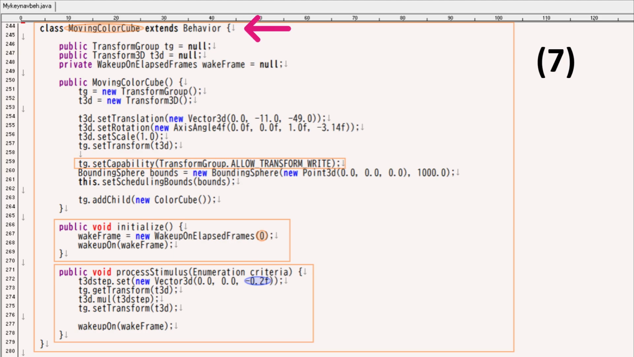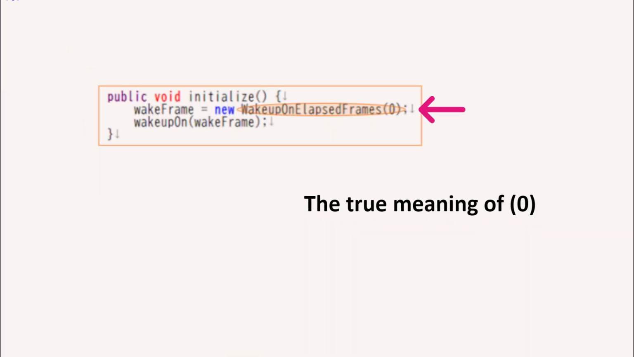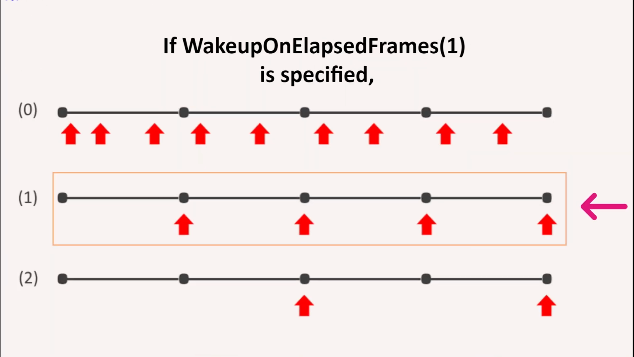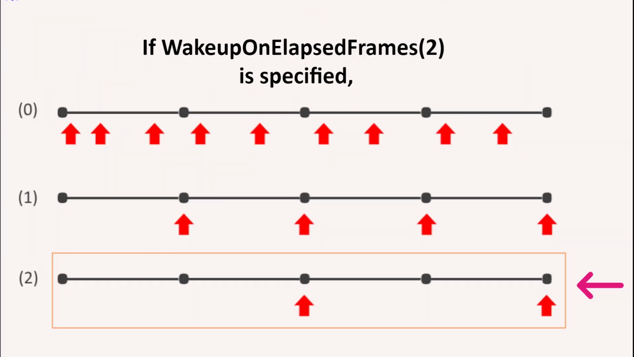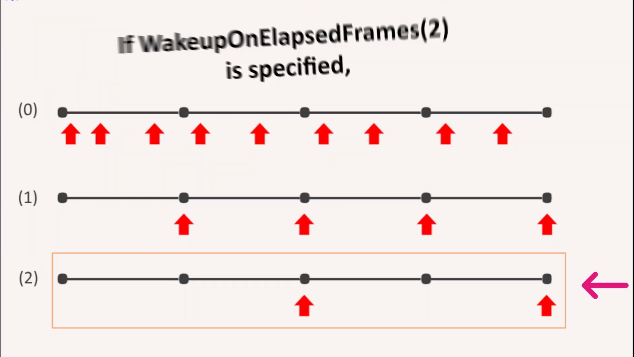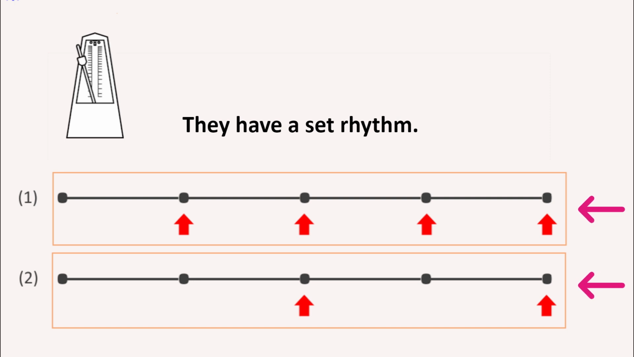7. Tell Java 3D you are going to move TG at runtime. The true meaning of 0. If wake up on elapsed frames, 1, is specified, the process stimulus method is called every frame. If wake up on elapsed frames, 2, is specified, the method is called every 2 frames. They have a set rhythm.